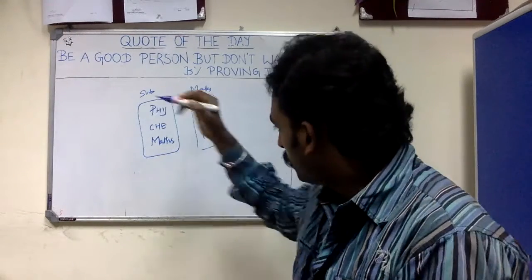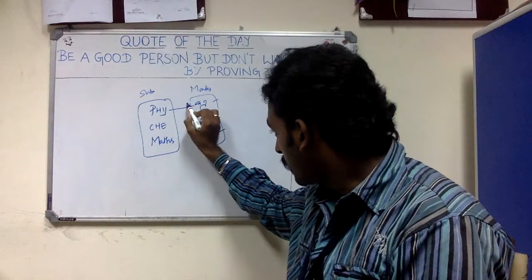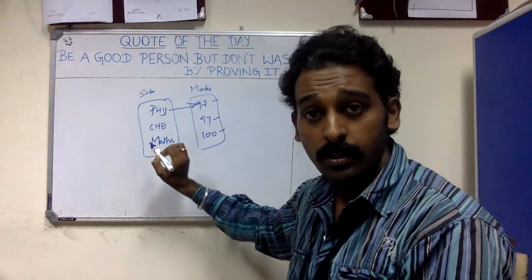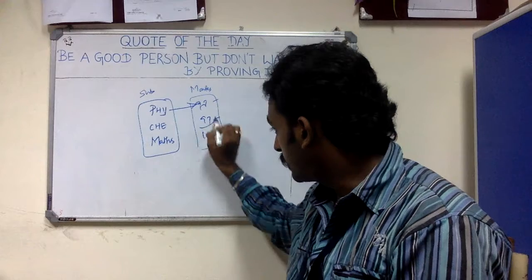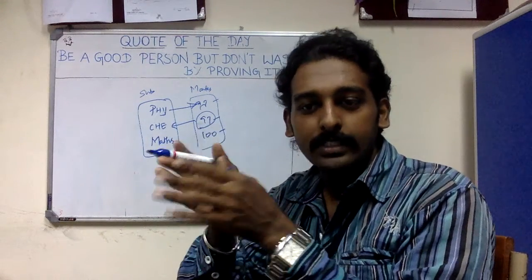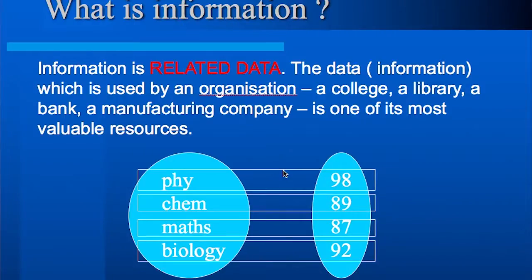So the mark and the subject have to be related properly. The mark of physics should be mapped with the subject physics, and the mark scored by the student in chemistry has to be mapped, has to be related, and that is what we call related data. Now look at the definition. Information is related data which is used by an organization, a college, a library, a bank management, a manufacturing industry, whatever application you go for. That relation is very, very important.